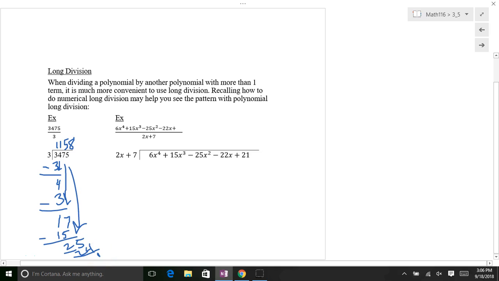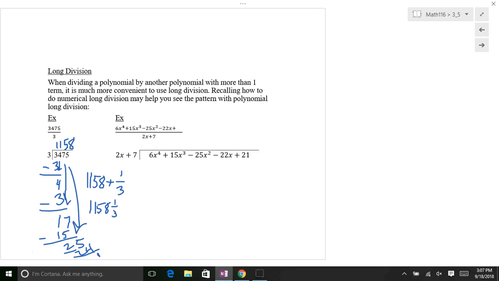There's our remainder. So we would write this as 1158 plus remainder over divisor, but we just wrote that as a mixed number, 1158 and 1/3.